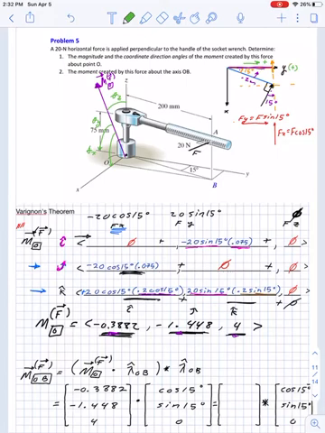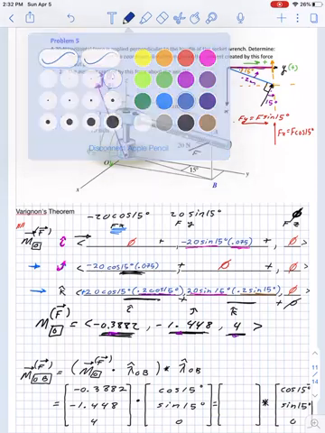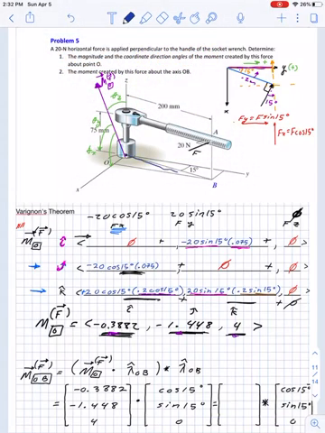It's pretty simple. But now the important part is the moment created by the force about this axis 0 to B. We want to project.